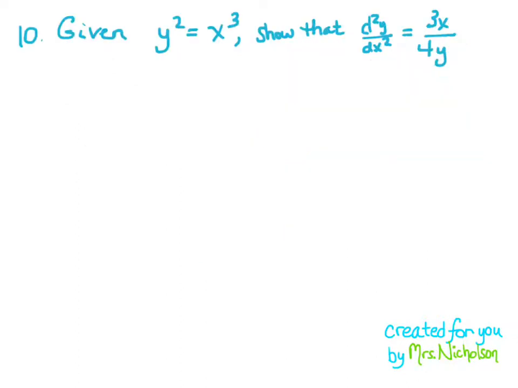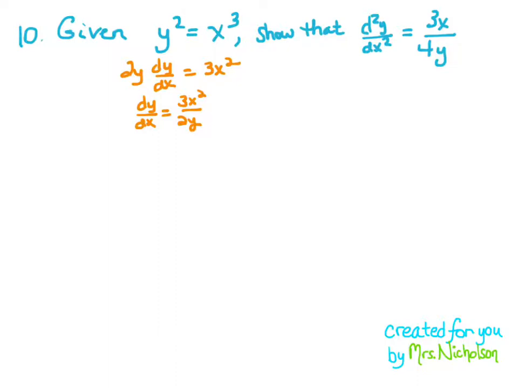All right, on the next question, we've got an implicitly defined function, y squared is equal to x cubed, and we want to show that the second derivative is equal to 3x over 4y. So if I'm going to find the second derivative, the first thing I need to do is find the first derivative. So derivative of y squared, 2y dy dx, and the derivative of x cubed would be 3x squared. And then if I solve for dy dx, I'm going to divide both sides by 2y, and I get dy dx is equal to 3x squared over 2y. So that's my first derivative.